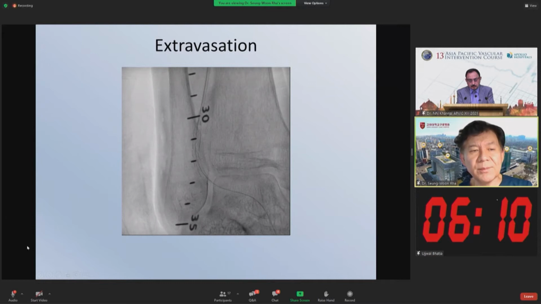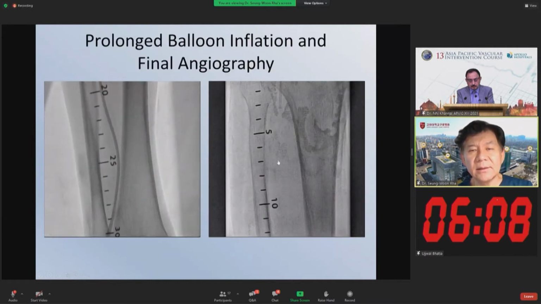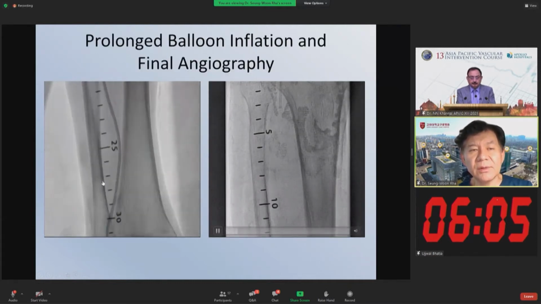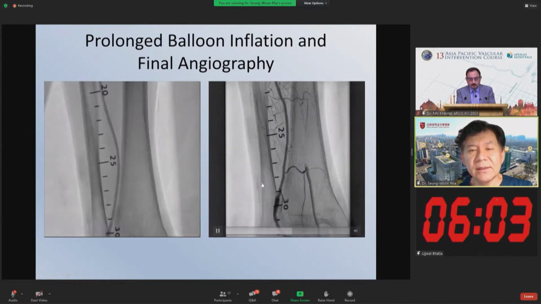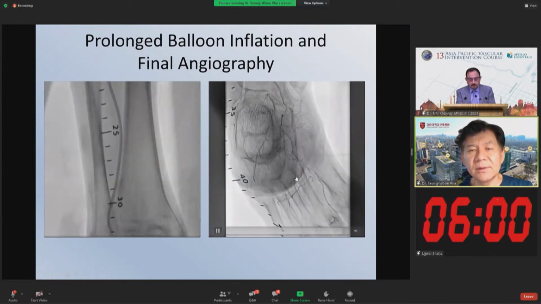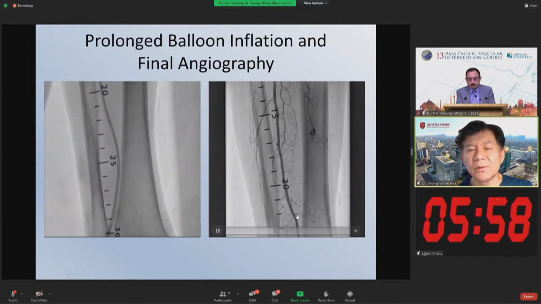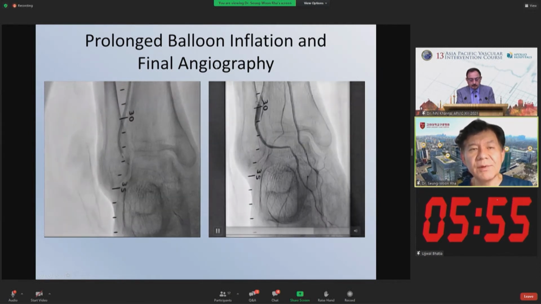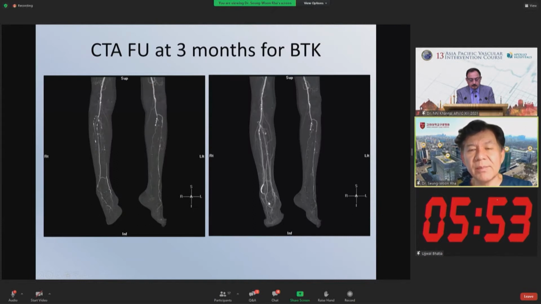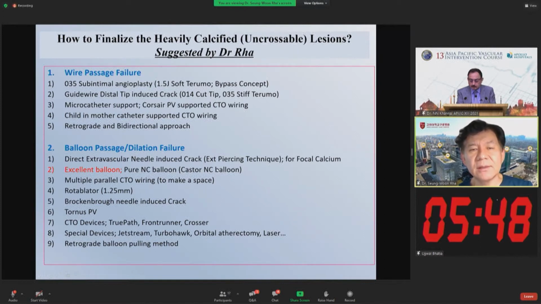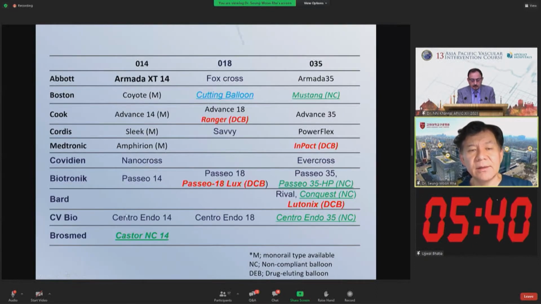However, with prolonged balloon inflation, plaque sealing is effectively seen in the piercing area. So good distal runoff can be achieved with no residual stenosis. After 3 months, you can see good distal patency. The second option is excellent balloon performance. A pure non-compliant balloon also works nicely in some calcified areas, while a non-compliant balloon and semi-compliant balloon do not work in other calcified regions.